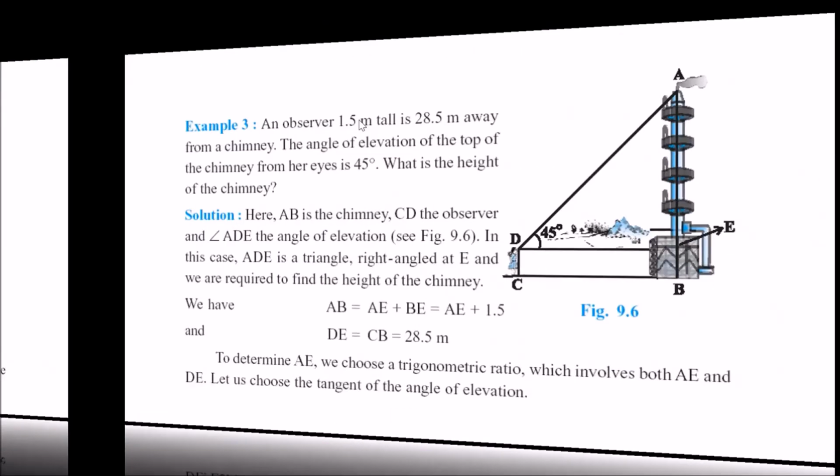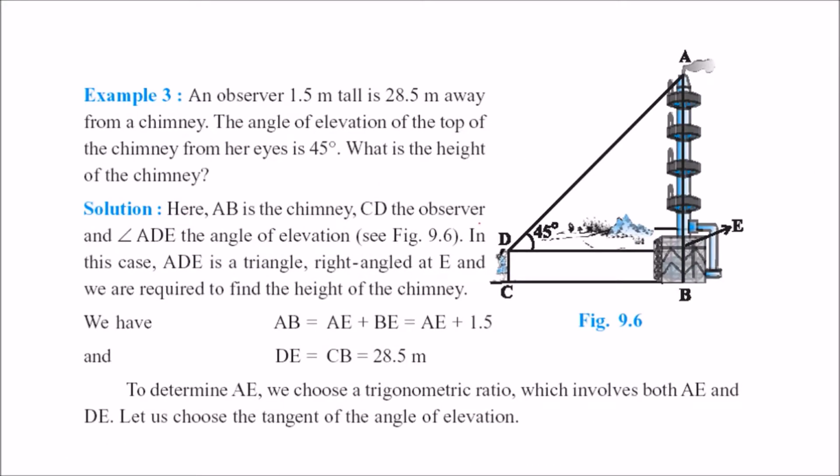Another question is, an observer is here, and this observer is 1.5 meter tall. Now it is away from the chimney. The angle of elevation of top of the chimney from her eyes, from here, is 45 degrees. What is the height of the chimney? So this is the complete height of the chimney from here to here. This is what? This is 1.5. Let us take it as h.